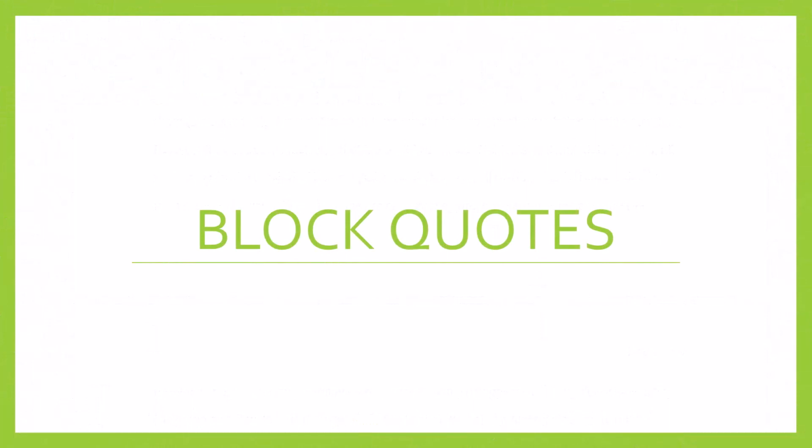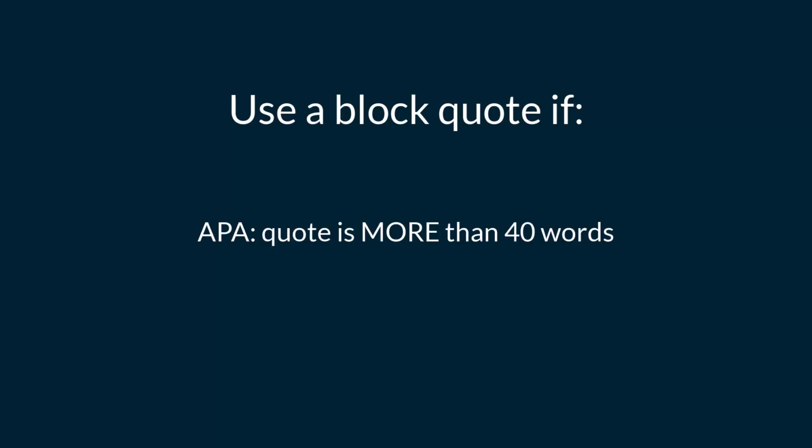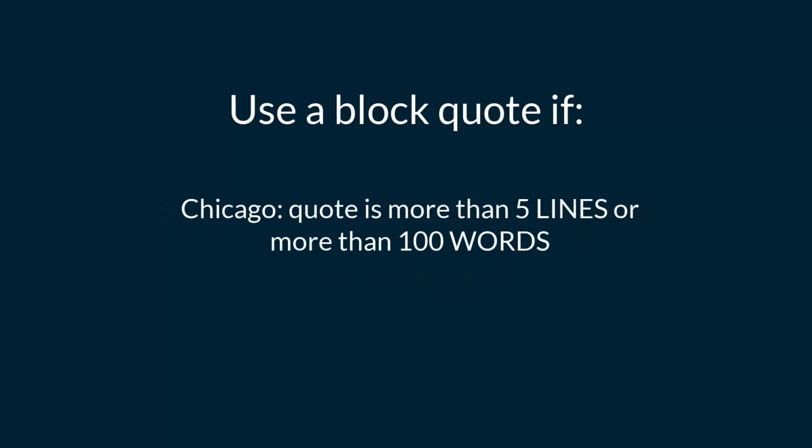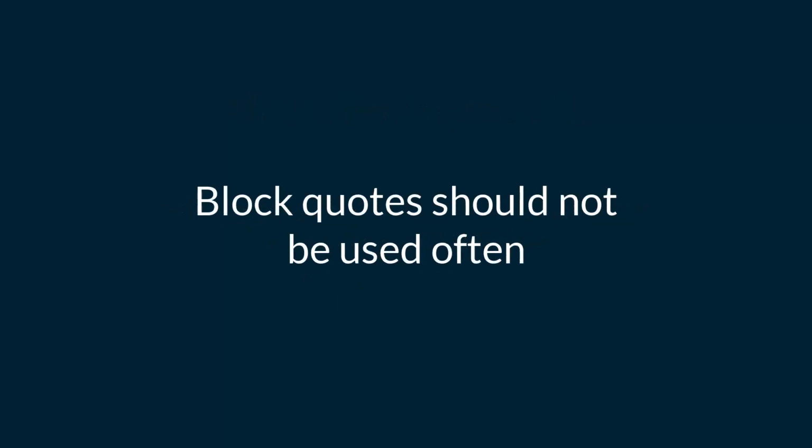Block quotes. Block quotes are used when you want to use a long quote. For APA, this is a quote over 40 words long. In MLA, a long quote is over 4 lines of prose or 3 lines of poetry. And in Chicago, use a block quote if the quote is more than 5 lines or more than 100 words. Block quotes should not be used often, but let's look at an example for the few cases you might use one.